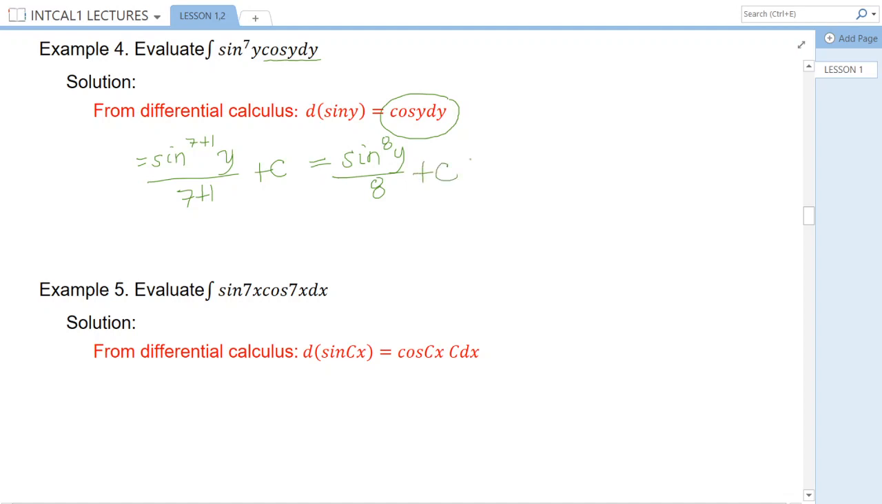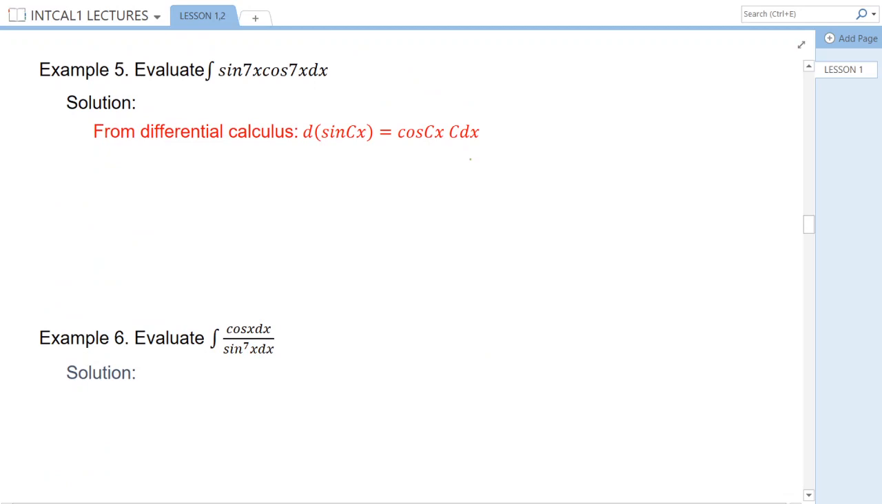Okay, so next, example number 5. This one, integral for sine 7x cosine 7x dx. So don't forget the coefficient of x there, which is 7. So the differential for sine, that is d sine 7x, of course, that is equal to cosine 7x times 7 dx. So for this one, in our original equation, cosine 7x dx, does it satisfy this one? So no, it has a 7. So to be able to get the integral for that, let us just manipulate. Let us just divide it by 7 and then multiply it by 7. So let us manipulate our original equation.